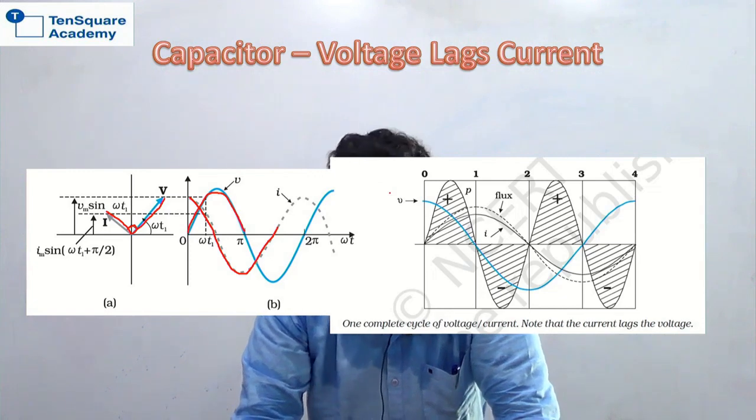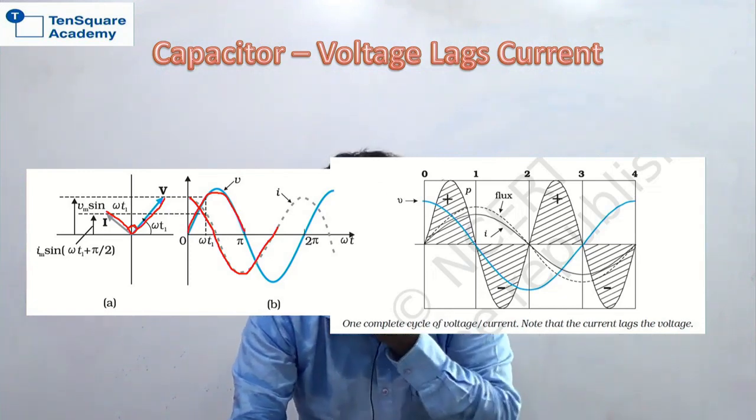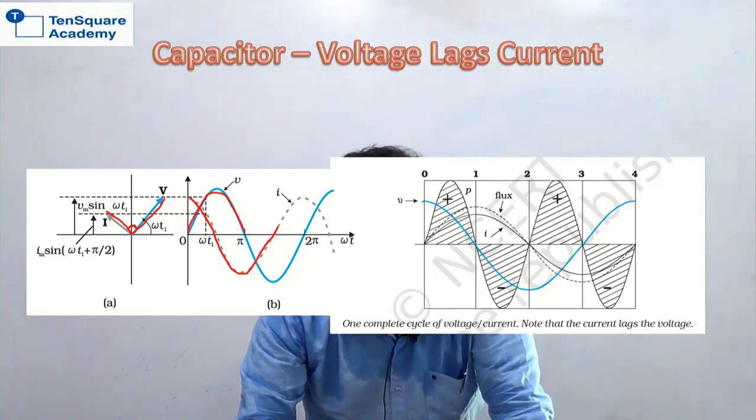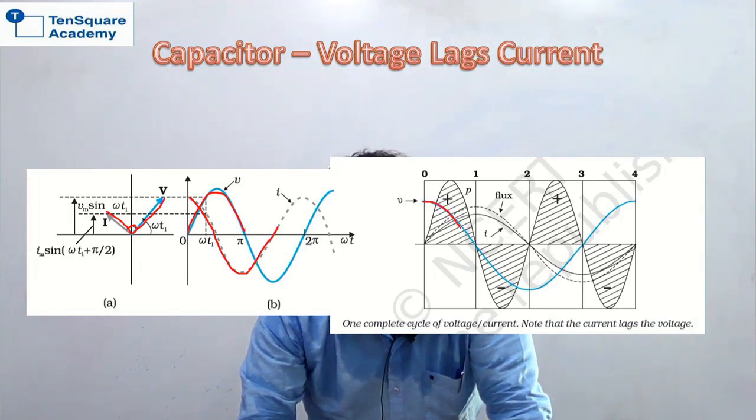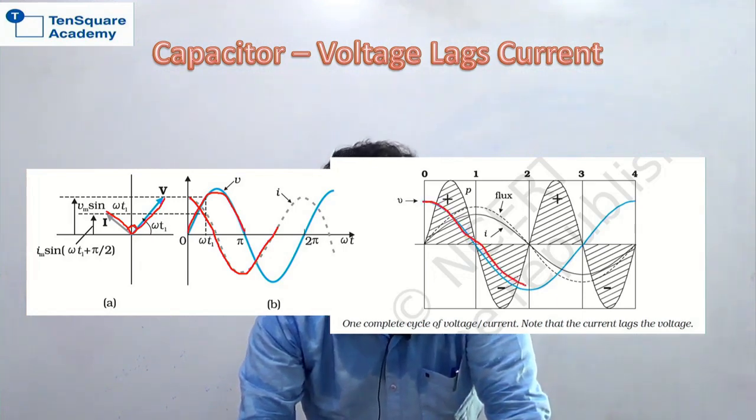The third one includes power, but again it represents the same. It is same as the previous one, voltage here and current here.